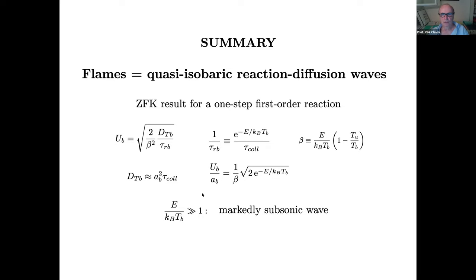Now, because DTB, the thermal diffusivity, is the square root of the sound speed times the time between elastic collisions, when you put this expression in DTB, in this expression of UB, you find immediately that the ratio is clearly subsonic, because you have not only 1/beta here, but you have the square root of this exponential. And this confirms that you were right to consider that the pressure effects are negligible, and that you are dealing with a reaction diffusion wave without pressure effect, and that the flame is typical, because the flame is markedly subsonic.